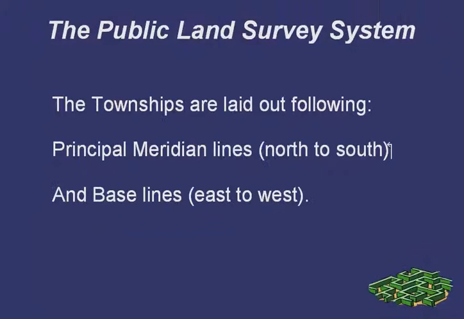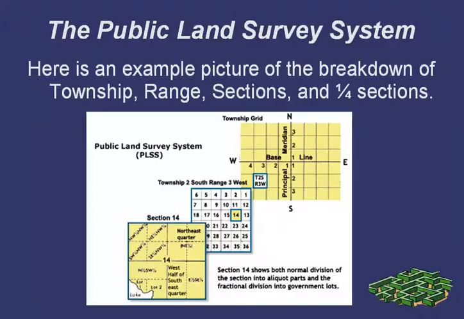Okay, so the townships are laid out following principal meridian lines that are north to south. You also have base lines that are east to west. Okay, the Public Land Survey System is really broken up like this, and here's an example of it. Okay, so you have the example of township, range, sections and quarter sections. Okay, so you have your township grid. Your baseline again is east to west. Your meridian is north to south.